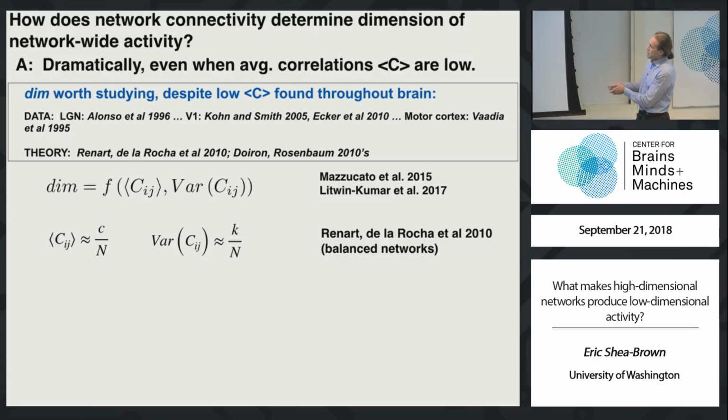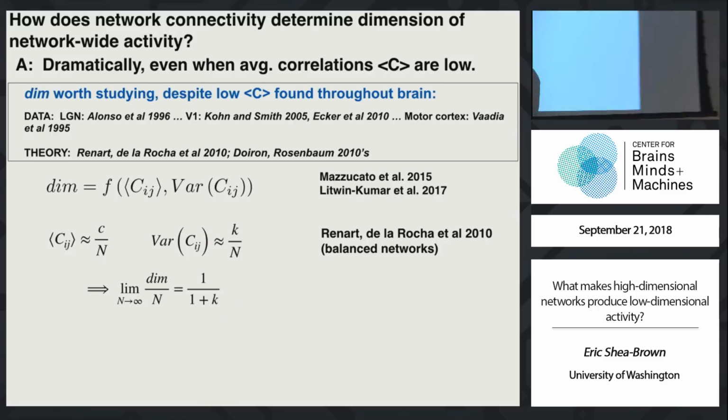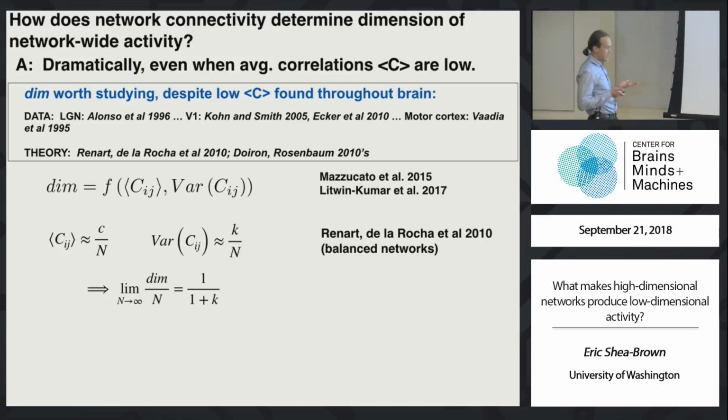But it turns out that if you plug these two numbers into the formula of these authors, you get an answer that the dimensionality of the network itself is still constrained. In other words, what really matters is the prefactors in front of these very small pairwise correlations in terms of determining the dimensionality of the system as a whole.